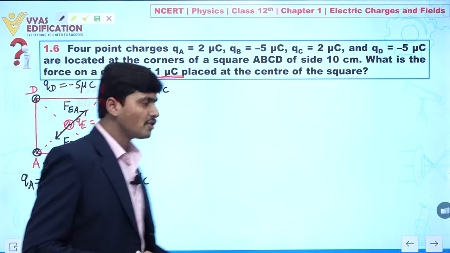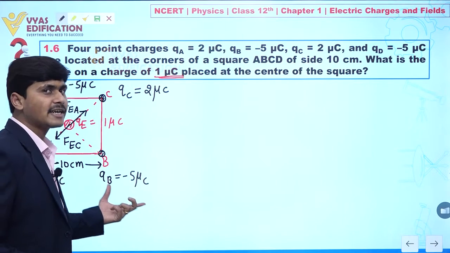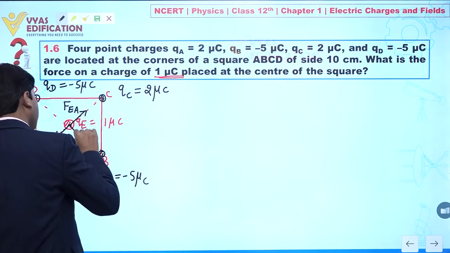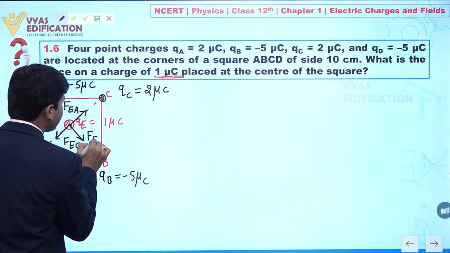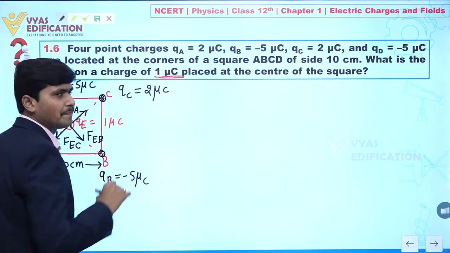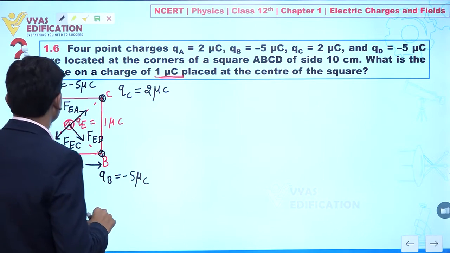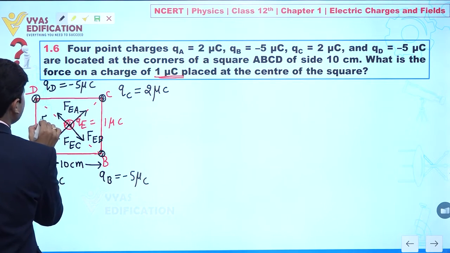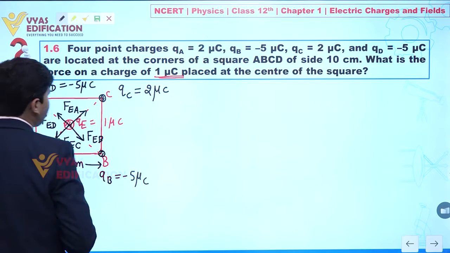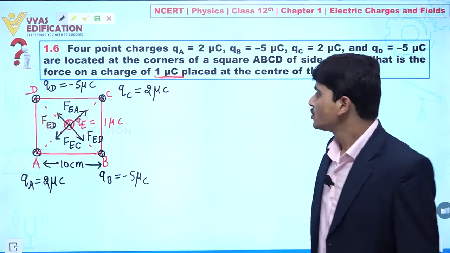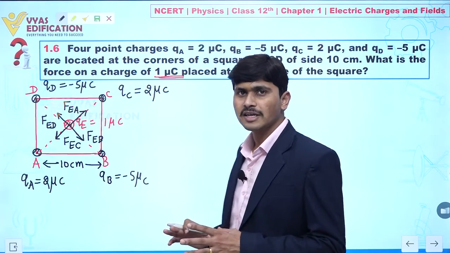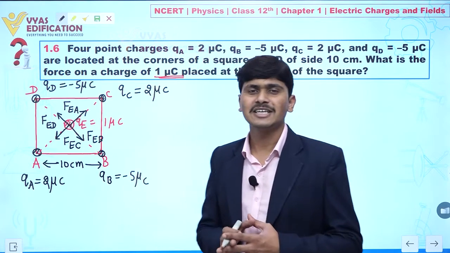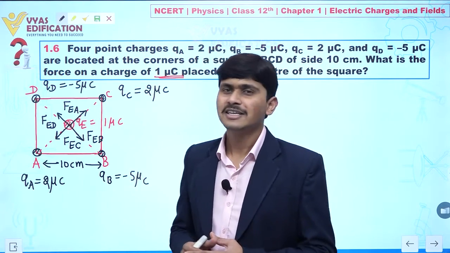Now you can see that we have a negative charge, so an attractive force is exerted on charge E. So the force acts in this direction, F_EB, the force on E by B. This one is also negative, so the force acts in this direction, the force acting on E by D. Now we will first write the magnitudes, and then see in which direction the net force acts on charge E.